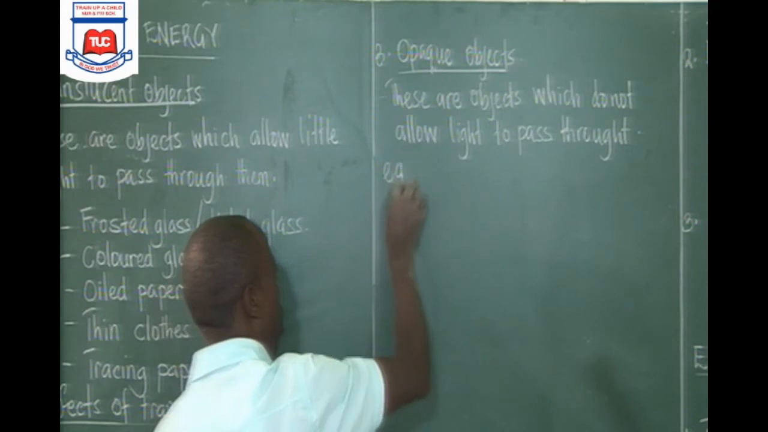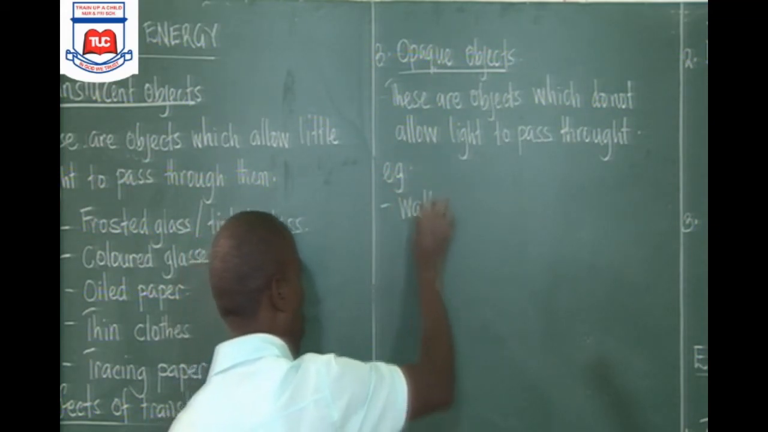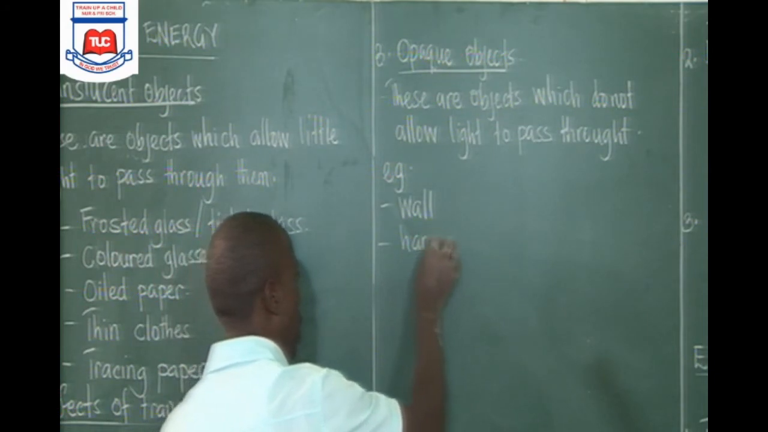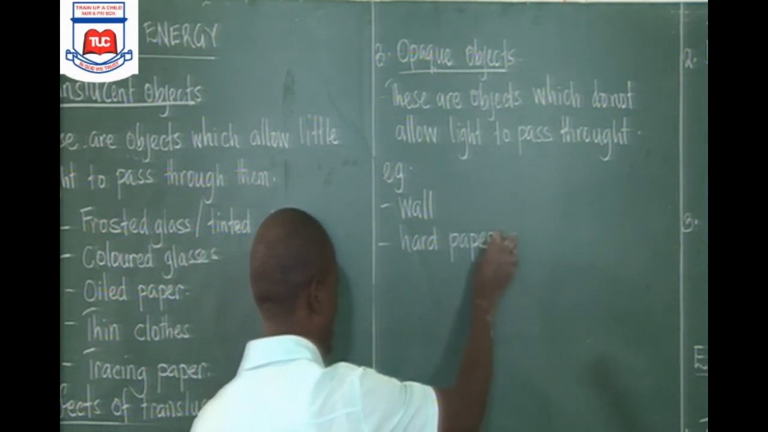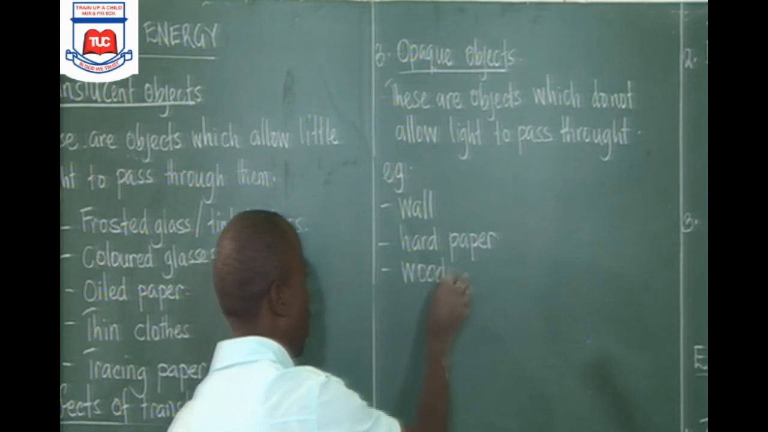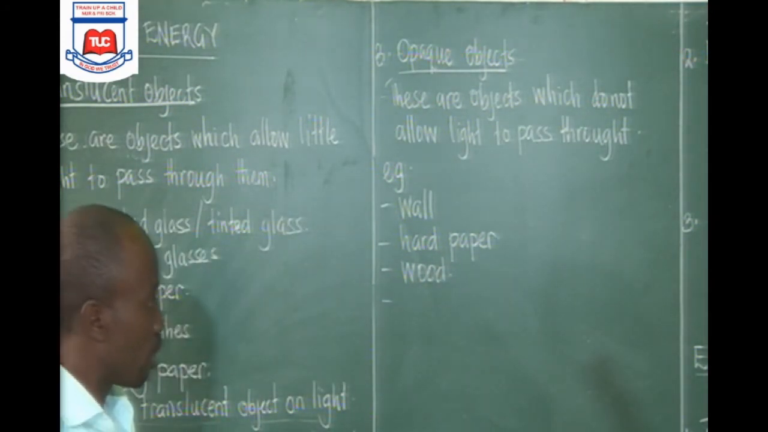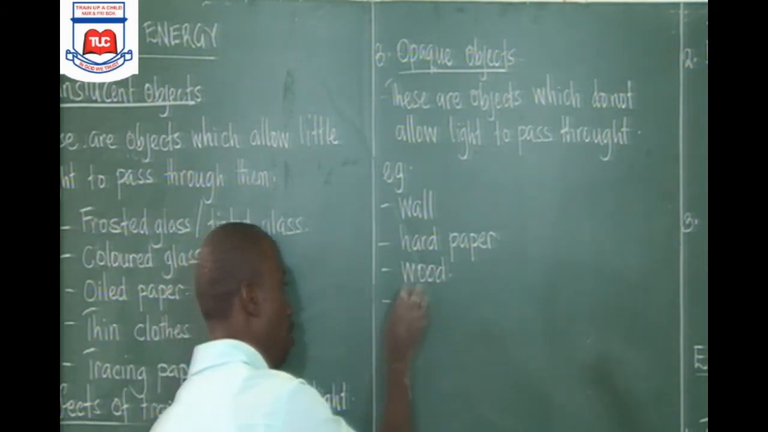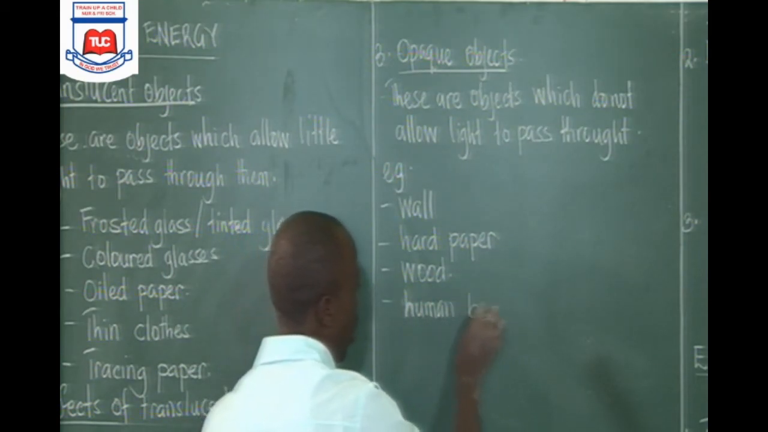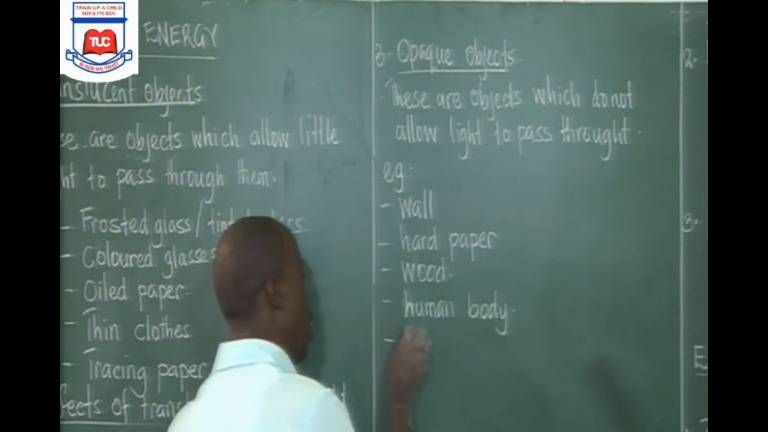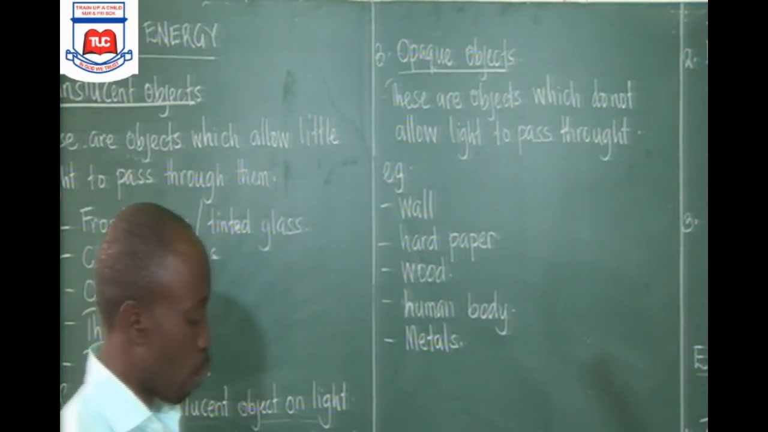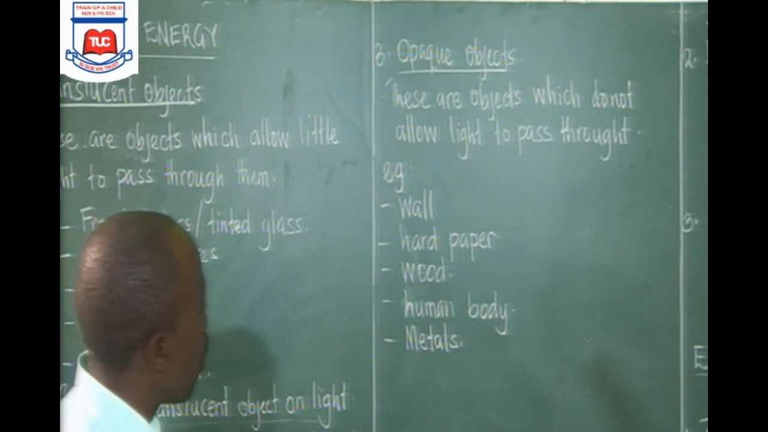I've told you we have the wall. Examples. We have a wall. When you look at a wall, you can't see behind a wall. You cannot. Hard paper. We have hard paper. Such, you cannot see behind them. Okay? We have materials like wood. You cannot see behind wood. It is an opaque object. We have the human body. That one does not. We have metals. Metals do not allow light to pass through them. So basically, those are some of the examples of opaque objects.